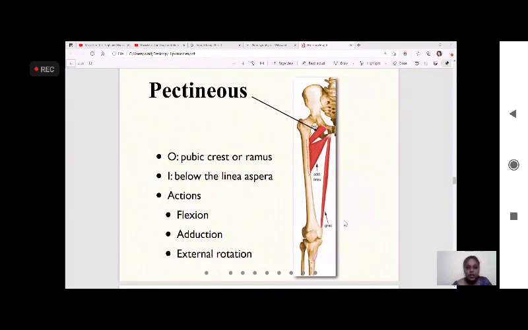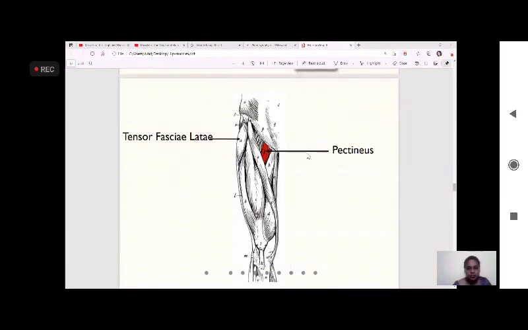Next is the pectineus. Please show the pectineus muscle. It is a small muscle which arises from the superior ramus of the pubis and gets inserted into the linea aspera. Its action is flexion, adduction, and external rotation. Next. Tensor fascia lata, this one, and pectineus, the adductor muscle. Okay, next slide.